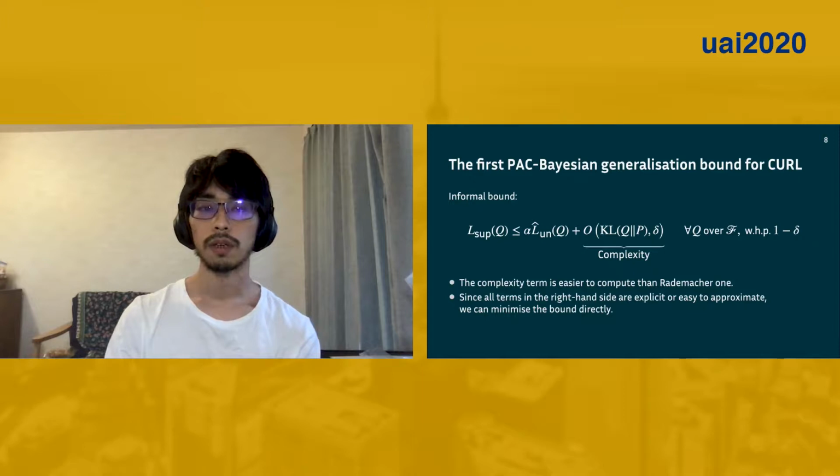We show our first contribution, a PAC-Bayes CURL bound. Here is a high-level bound. The key message is the same as the previous Arora et al.'s bound. However, since all terms on the right-hand side are explicit or easy to approximate, we can evaluate the generalization error bound and minimize the bound directly.